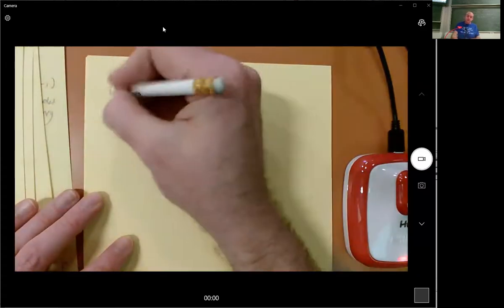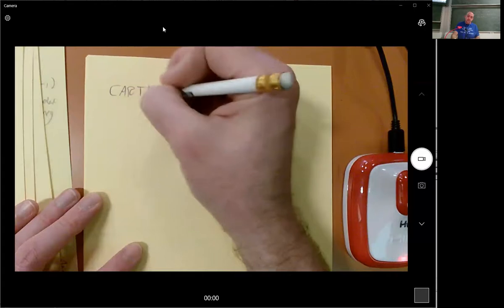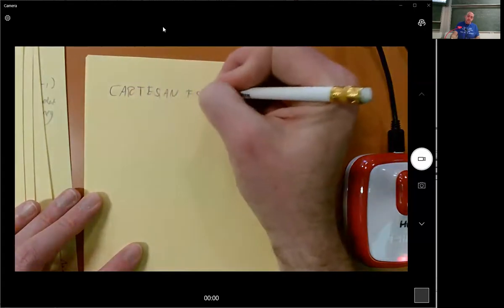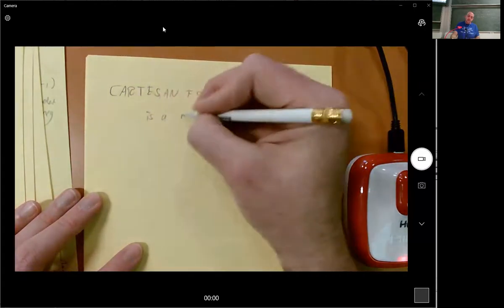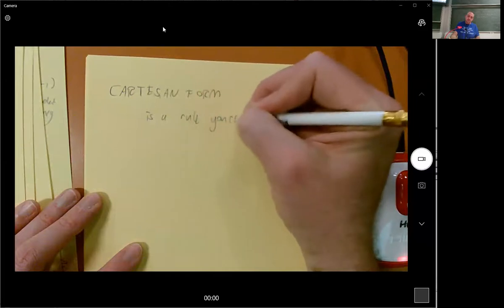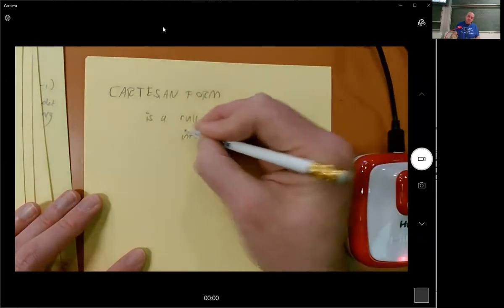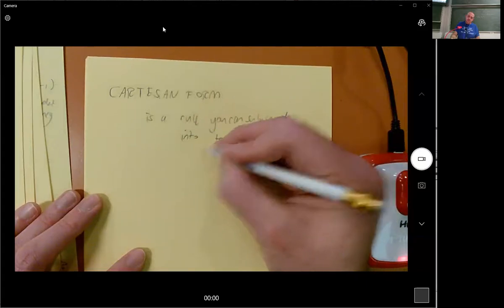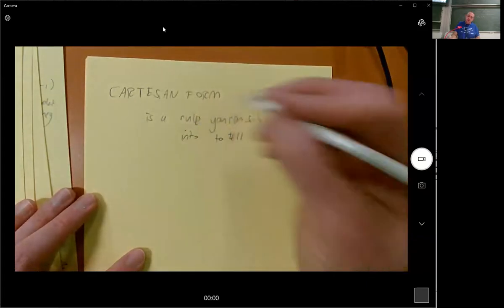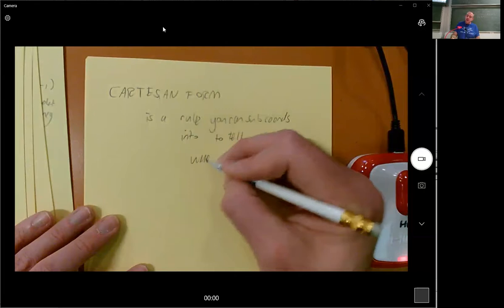And so when we talk about the Cartesian form of a line, that's what we're doing. We're creating that rule that tells you whether you're on the line or not based on a calculation involving the coordinates. So it's a rule you can sub the coordinates into to tell whether a point is on the line or not.